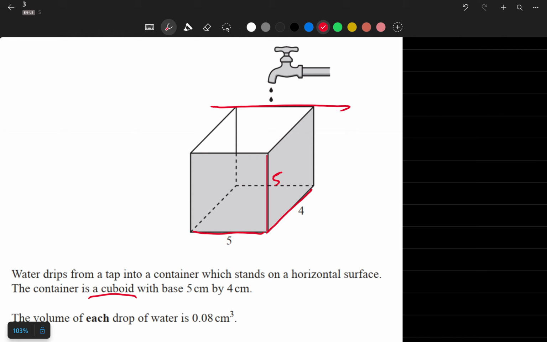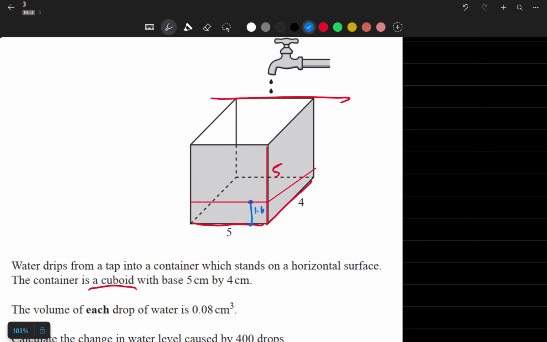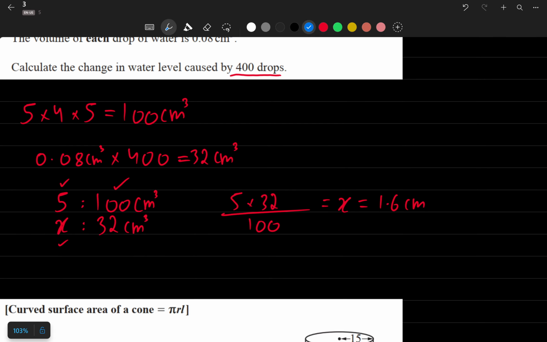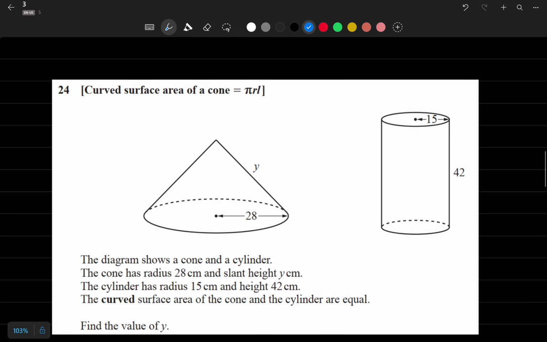Let's say after the tank is filled with 400 droplets, this is how much of the tank is filled. So the height from this water level to this base is equal to 1.6 centimeter. So 1.6 centimeter is the final answer for this question.